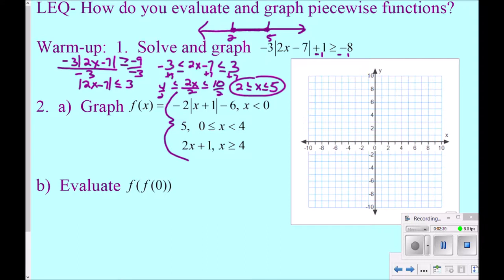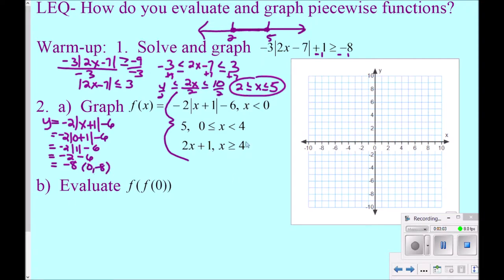Number 2 is a piecewise function. So we'll go over that one piece at a time. I'm going to start with the first equation, y equals -2 times the absolute value of x plus 1, minus 6. So I'm going to substitute in the first value of the domain restriction, so 0. So -2 times the absolute value of 0 plus 1, minus 6. So 0 plus 1 is 1. The absolute value of 1 is 1. So 1 times -2 is -2, minus 6, which is -8. So that gives me the coordinate point 0, -8.